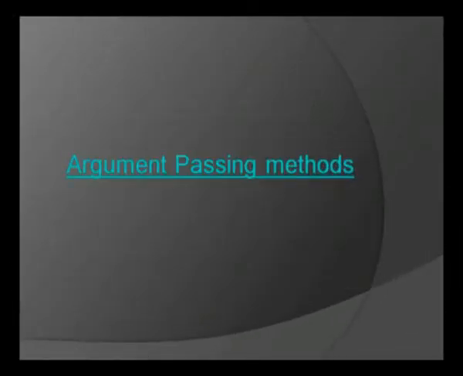Argument passing methods. We know there are two types of arguments, actual arguments and formal arguments. The variables that follow a function call or a function definition are called the arguments. So, the variables in a function call are called actual arguments, the variables in a function definition are called formal arguments.